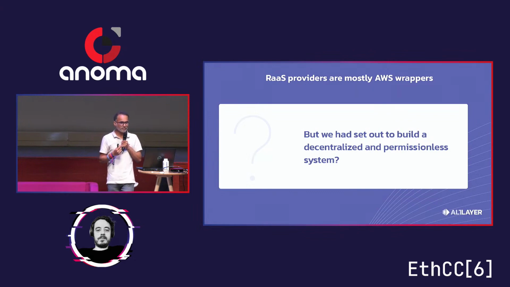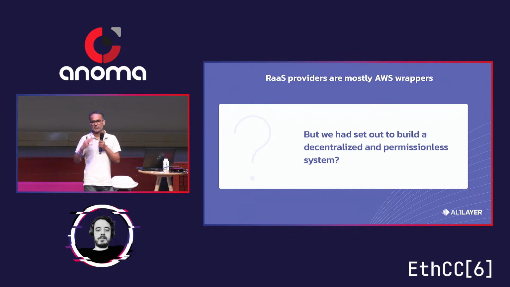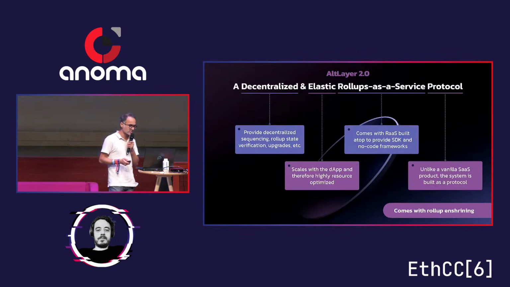Now, so far, most of the RaaS providers that exist today, including Altlayer, are mostly AWS wrappers, where you have all these sequencers, RPC endpoints, Explorer endpoints, and whatnot, all hosted on AWS. And you are basically presented a UI wrapper from where you can go and manage some of these instances. But remember, when I mentioned earlier, the initial goal was to build something much more decentralized and permissionless. But what we ended up becoming was mostly a wrapper around AWS. So can we do better than this? We are trying to do this. We'll see how far we go.